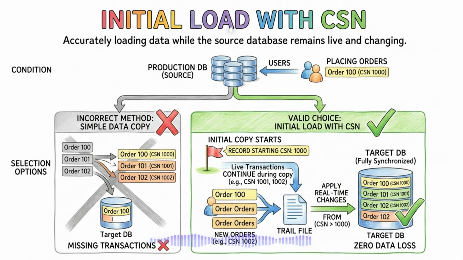If your server suddenly loses power and restarts, the Extract and Replicat processes will look at their checkpoints, find their bookmarks, and resume processing exactly where they left off without duplicating or losing any data. Checkpoints guarantee absolute data safety, and you will definitely see exam questions regarding how checkpoints are stored on the file system and inside the database.